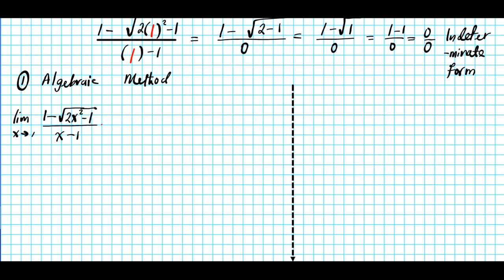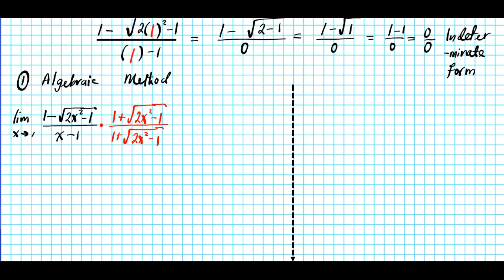How do you do that? You multiply by the conjugate. The conjugate involves just inverting the sign between the radical piece and the part that's not a radical. So we're going to have 1 minus, instead of minus we have plus, root 2x squared minus 1, and then that divided by 1 plus root 2x squared minus 1.